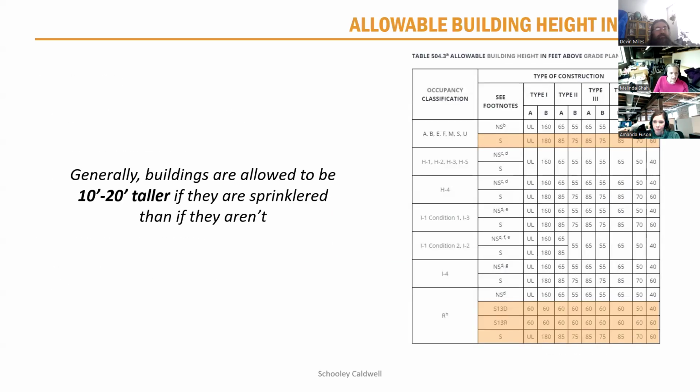So generally, if you have a building that has sprinklers, for each use type, that building can be 10 to 20 feet taller if the building is sprinklered than if it's not. So if you have a building that is fairly tall, and you're changing its use type and need to make sure you can get occupancy for it, adding sprinklers can be really helpful because you're not going to go and make those stories shorter.